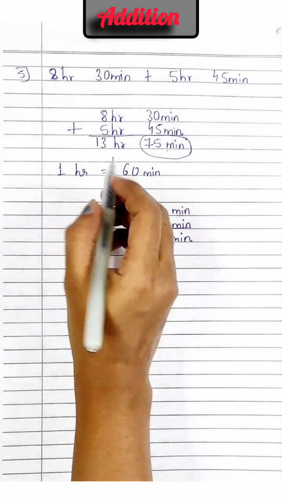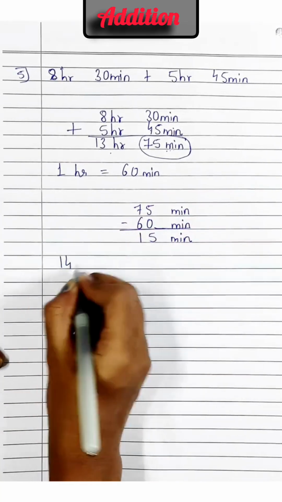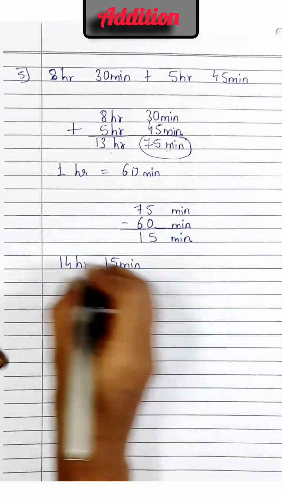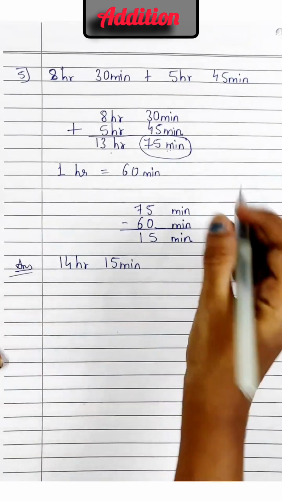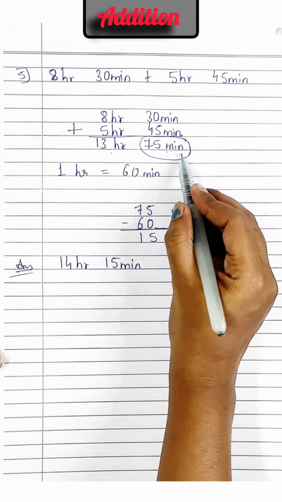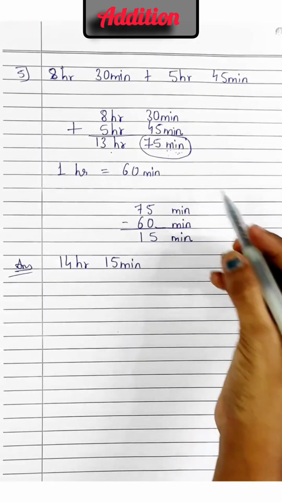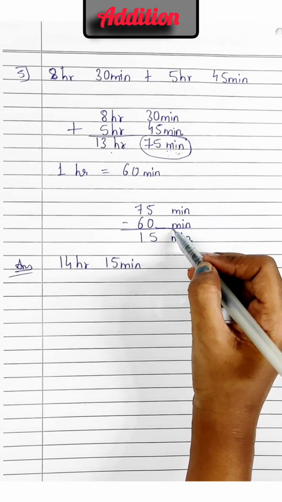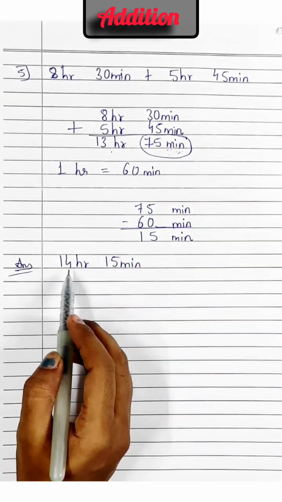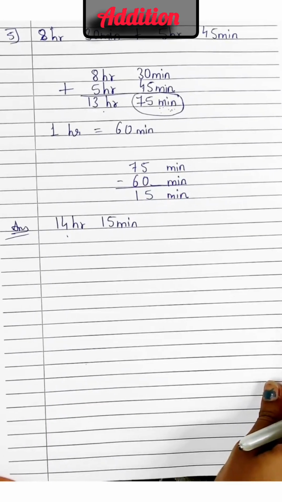Now, instead of writing 13 hours, we will write 14 hours 15 minutes. Because in this 75 minutes, our 1 hour is included. Your 60 minutes is included. So we have removed our 60 minutes over here. So now instead of 13 hours, we will write 14 hours. Let us try another sum based on this.